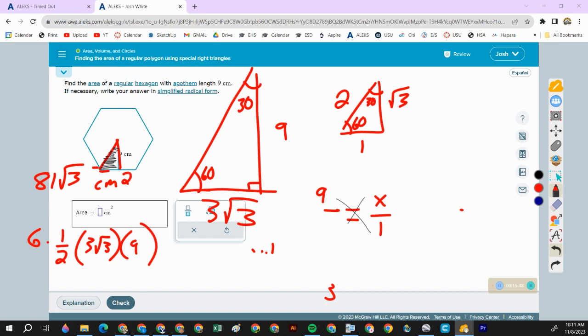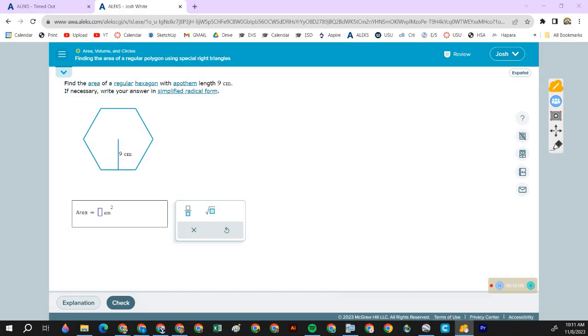Now, there is an Apothem formula, but I never use it. Like on the ACT, are you going to remember what the Apothem formula is? I'm not. In fact, I forget what it is every year. I just figure them out. If you like the formula, go ahead and use the formula.